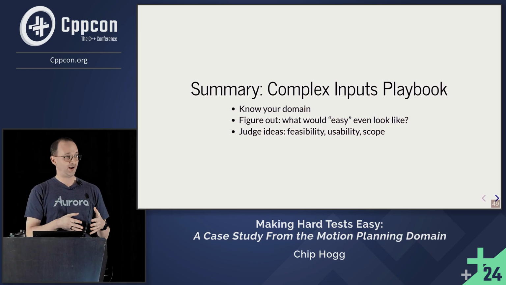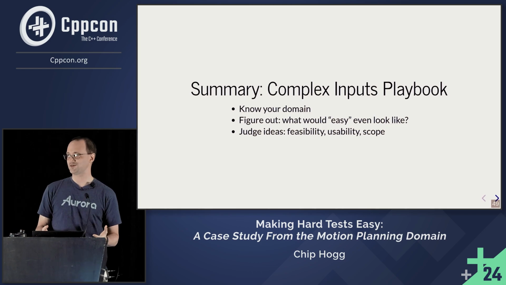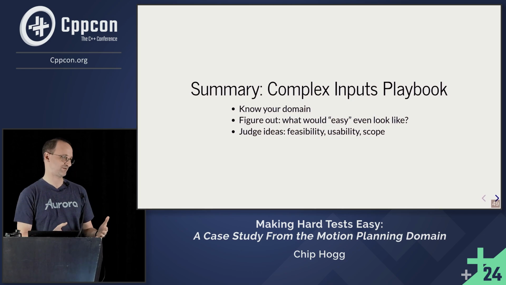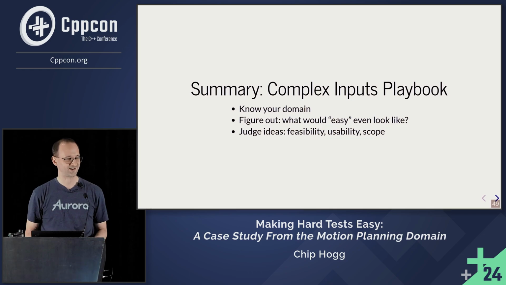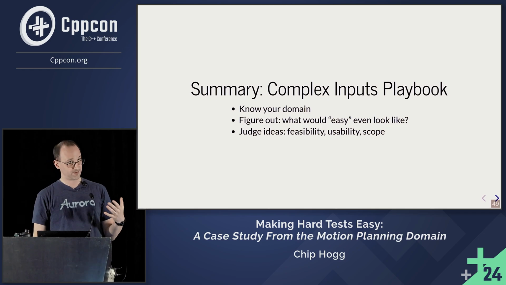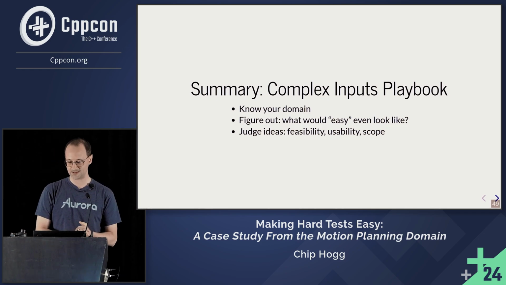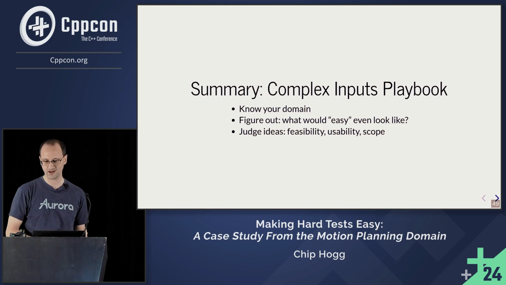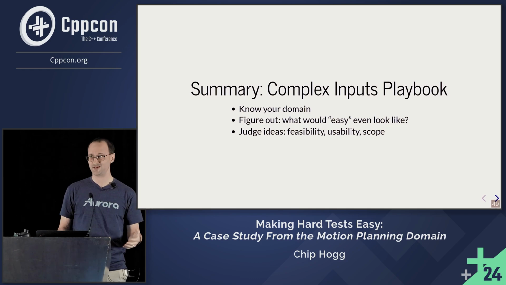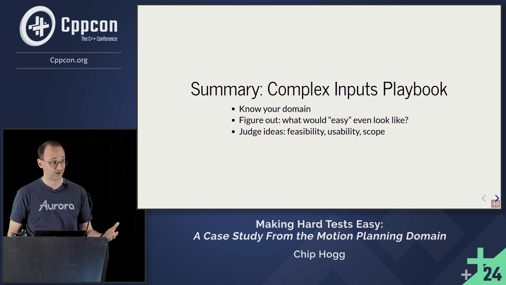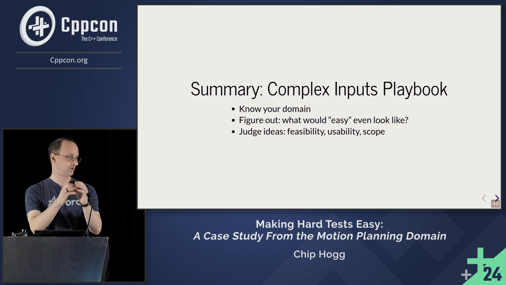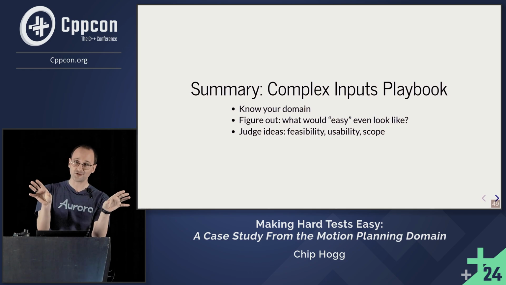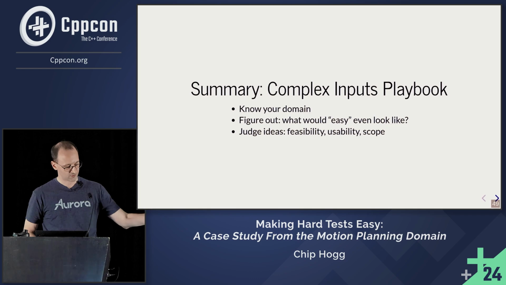Second step, figure out what easy would even look like. This is the fun step, the creative step, right? Just imagine you had everything you want. What would you be wanting? What would it look like? And then you put on your judging hat and you try to picture writing the implementation. What will users try to do with this? Is it easy to use correctly? Is it hard to use incorrectly? And don't forget about scope. Don't forget to identify your core use cases, stretch use cases, and what is just out of scope.